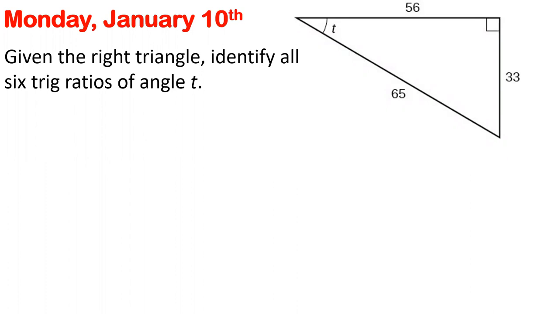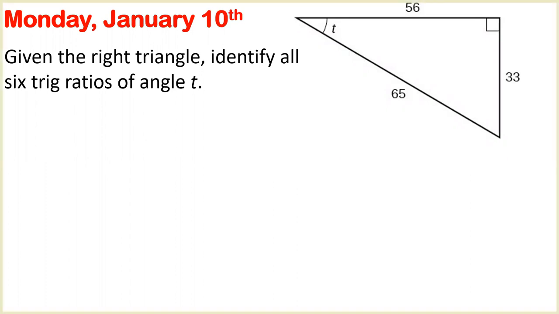So we are going to identify all six trig ratios for the right triangle. The first thing you want to do is label your sides. So you have angle T, and the hypotenuse, well, I always start with the hypotenuse. The hypotenuse is the side opposite of the right angle. So 65 is your hypotenuse. So I'm going to label that.